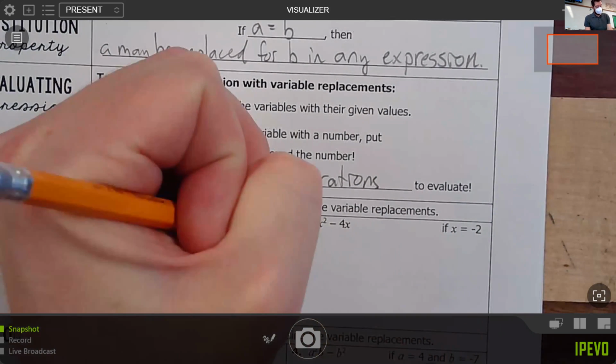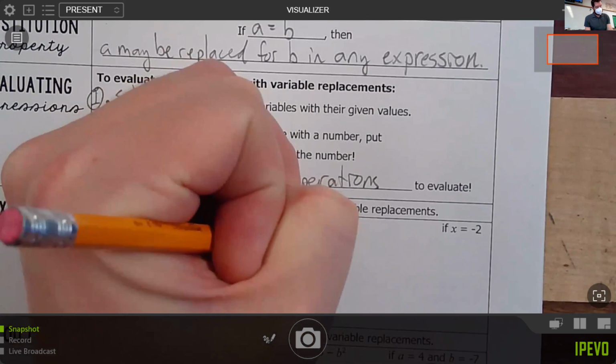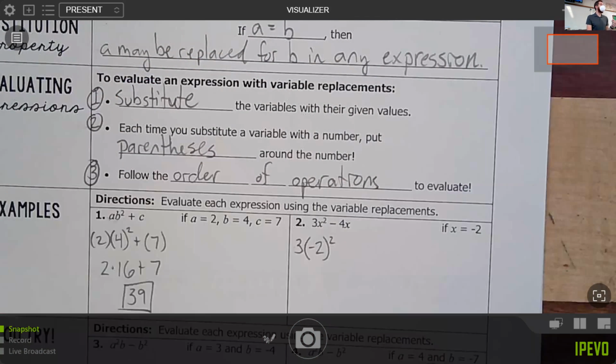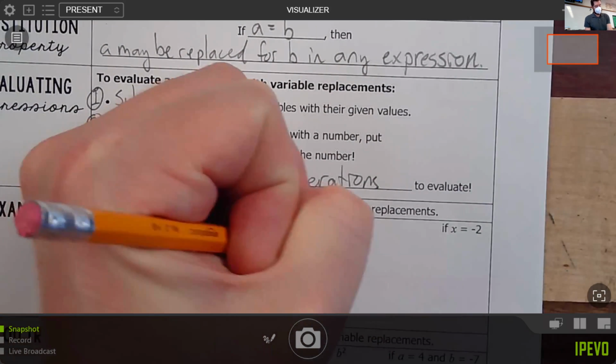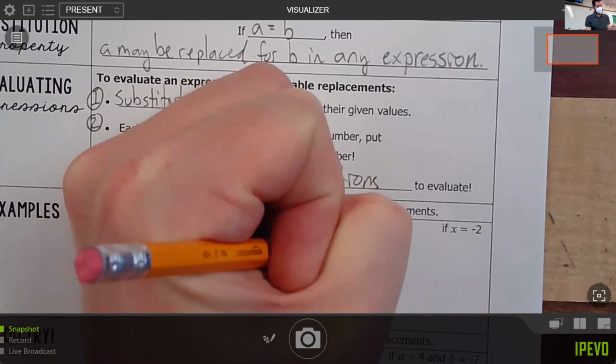So we get 3 and then parentheses, -2 in parentheses squared. This is why parentheses can be really, really important when we substitute values in, because if we didn't use parentheses, it would look like 3 minus 2 squared, right? And that wouldn't be right. And so we're going to subtract 4 and then times -2.